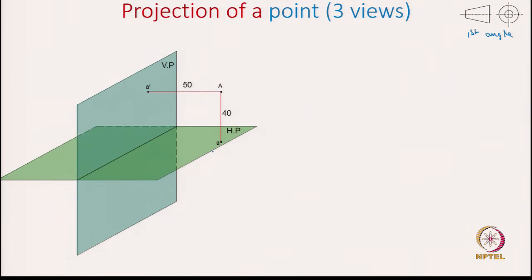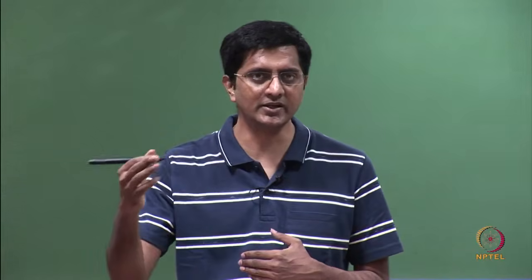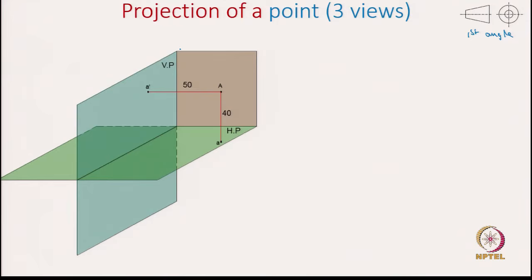For this we need a projection plane. Where do we place the projection plane? For the first angle projection we place it behind the object. So, in this case it is behind point A. This plane we call the profile plane.